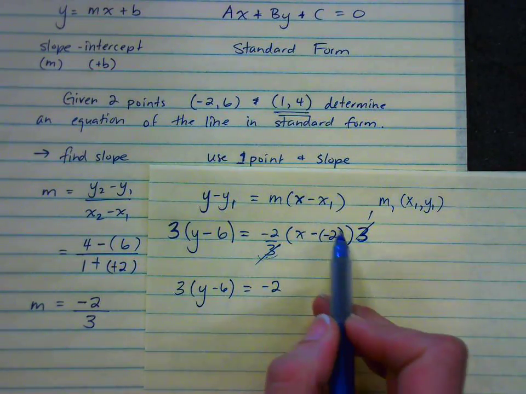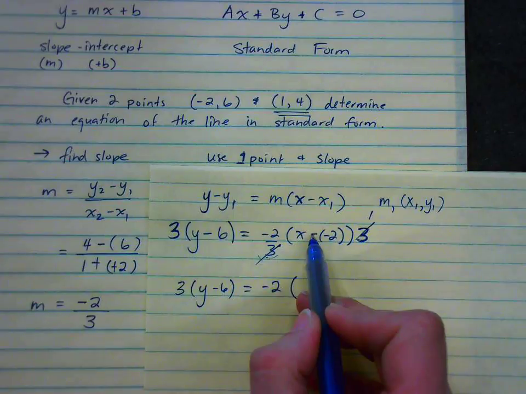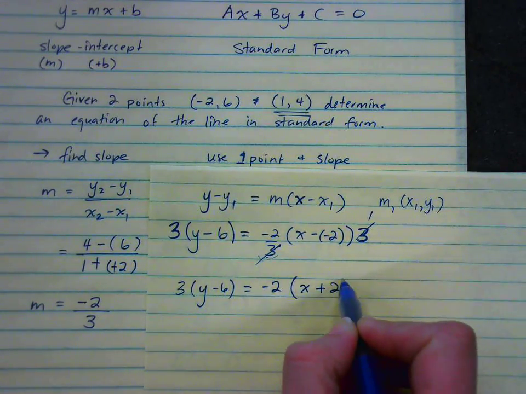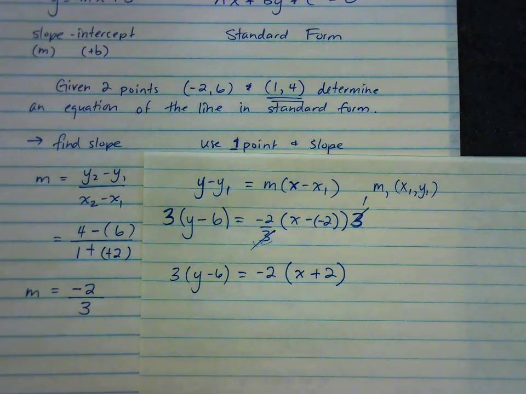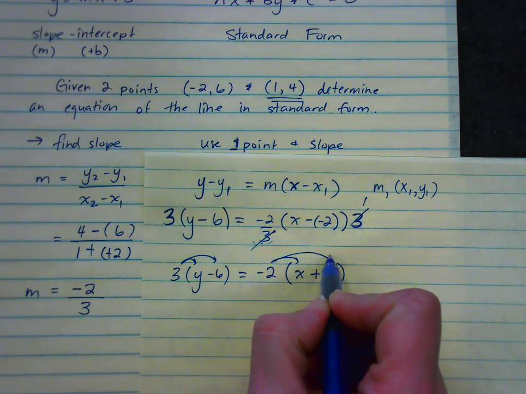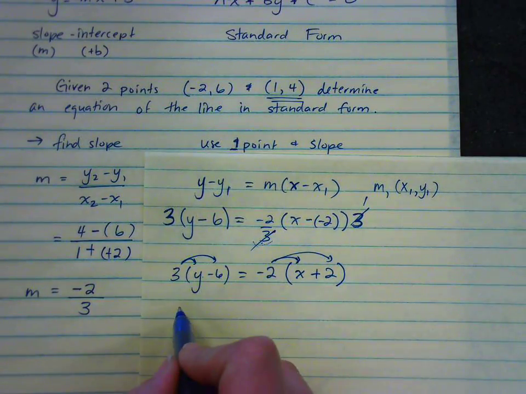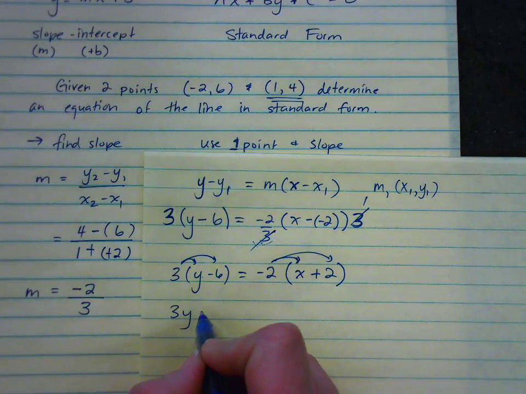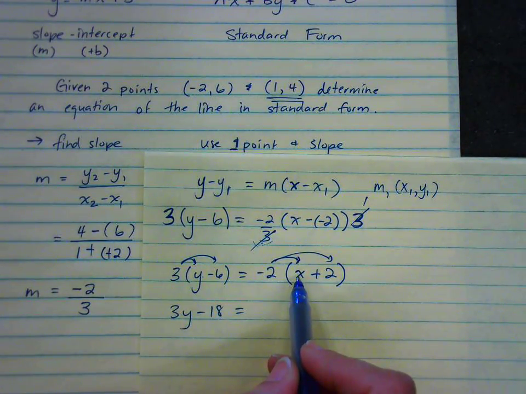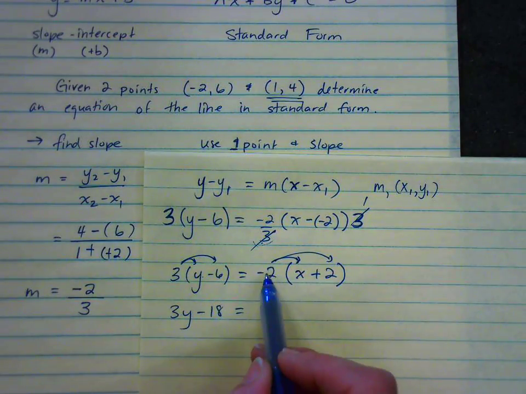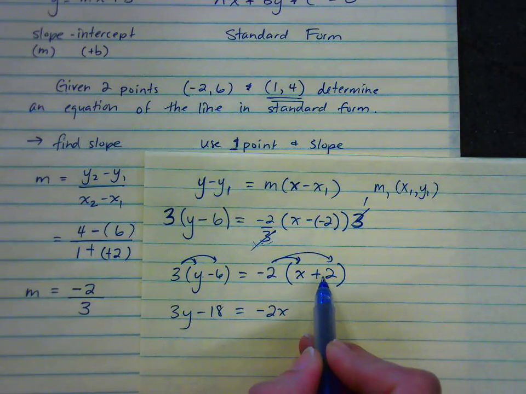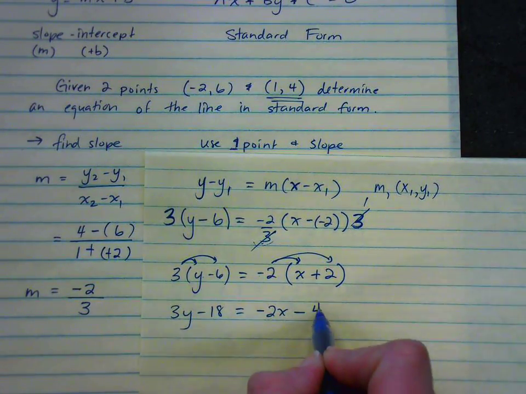And I'm just going to get rid of these brackets in here because there's a negative in front of a negative, and a negative times a negative is a positive. So inside my brackets, this is what I have. Now I'm going to distribute the numbers I have in front of the brackets. 3 times y, 3y. 3 times negative 6 is negative 18. A negative times a positive is going to be negative 2x. Negative 2 times positive 2 is negative 4.